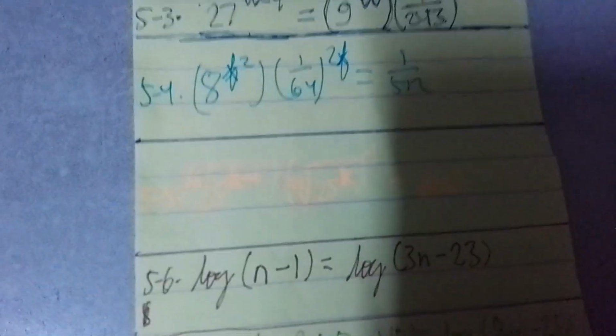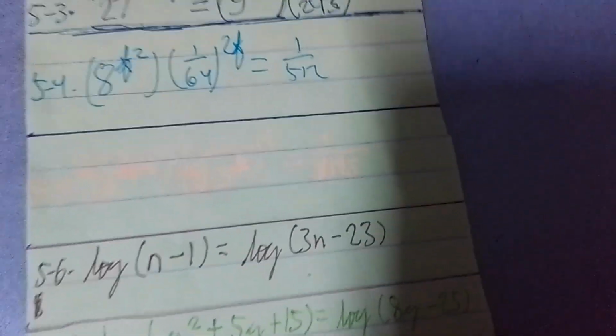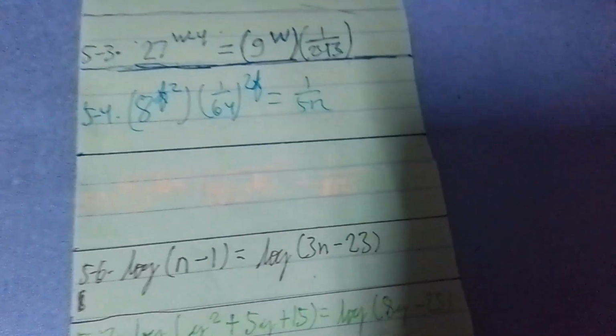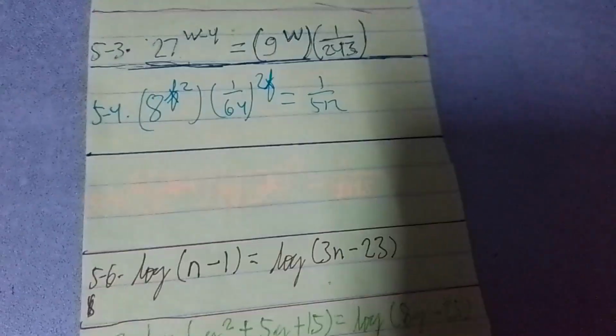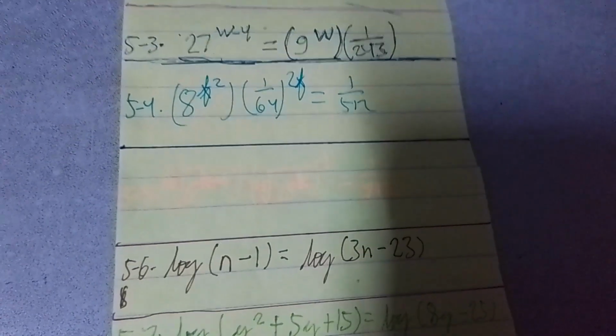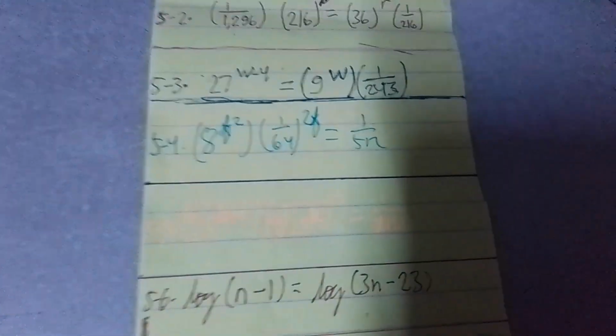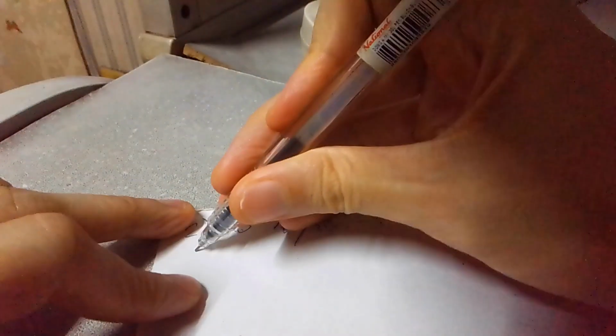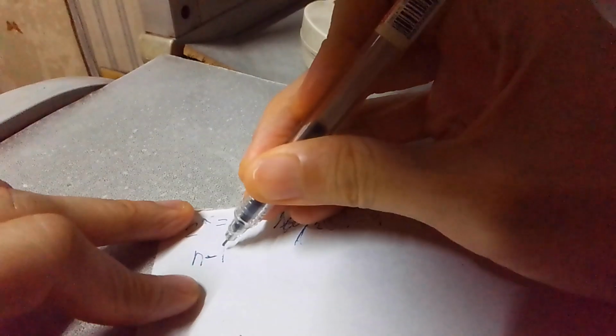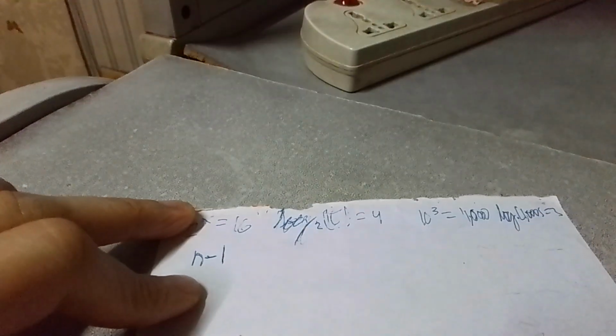Look, since all the logarithmic bases are the same and they're equivalent with each other, they can be reduced. So you need to raise both sides to the 10th power to get rid of the logs in both situations. And when you do that, you're now back to basic algebra 101. So n minus 1 is equivalent to 3n minus 23.